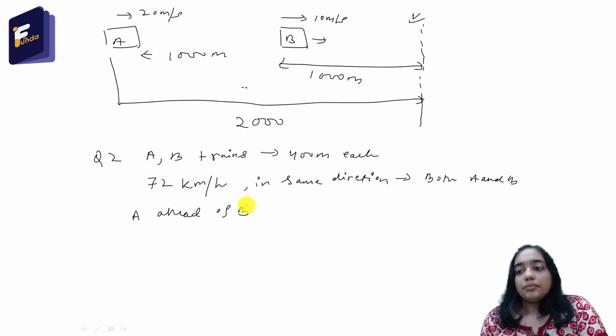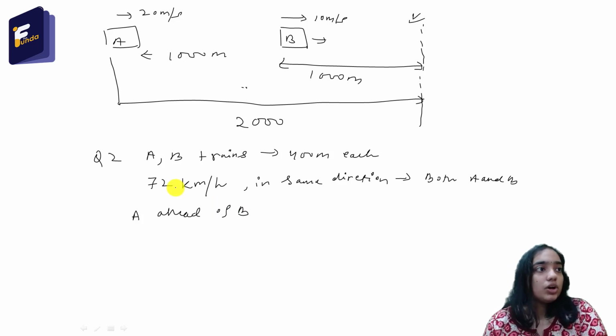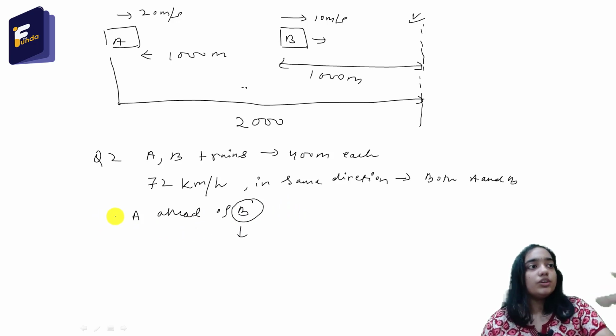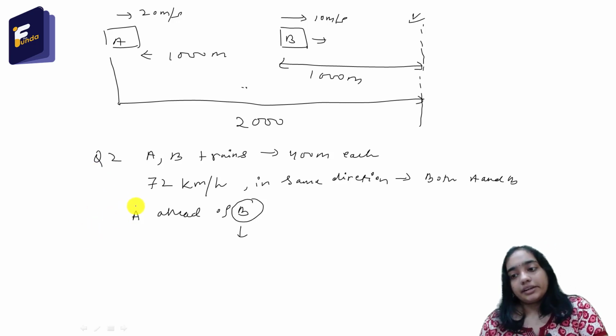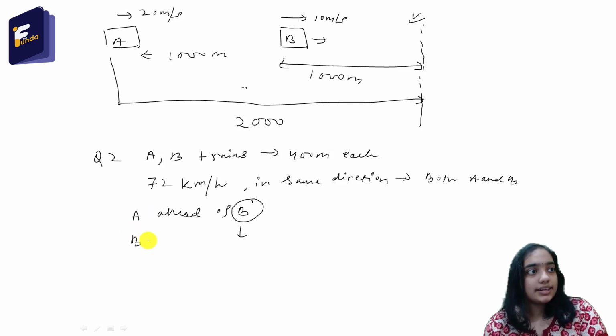The driver of B decides to overtake A, and B accelerates by 1 meter per second square. As B is behind A, B decides to overtake A, and for that it accelerates with an acceleration of 1 meter per second square.